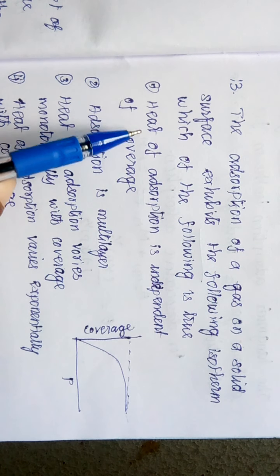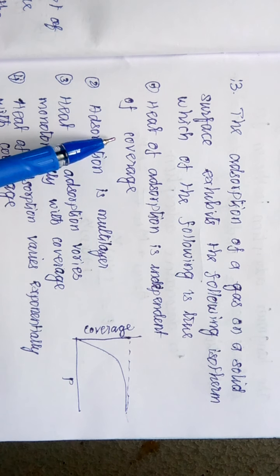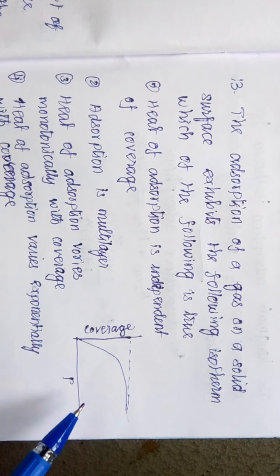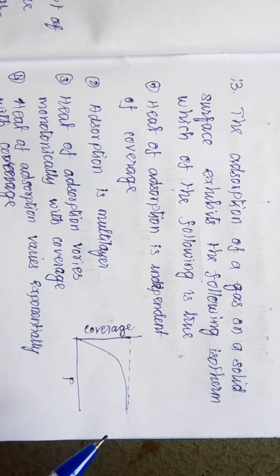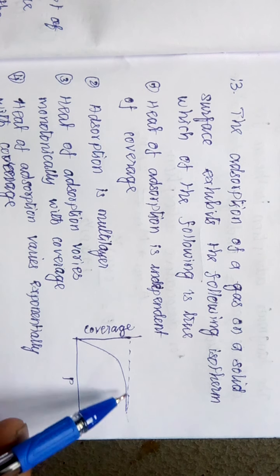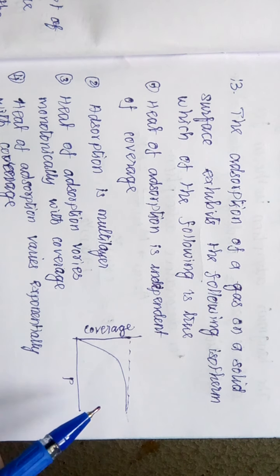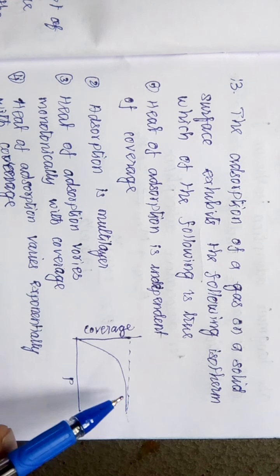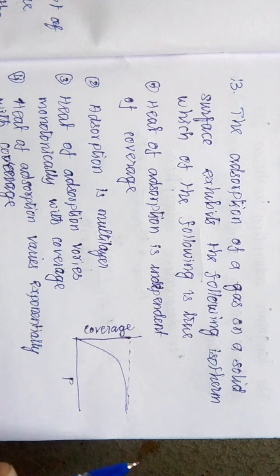The options here: the heat of adsorption is independent of the coverage. So the heat of adsorption is independent for a physical adsorption. The adsorption is multi-layer? It is not multi-layer, it is a single layer. Physical adsorption is only a single layer, so it will become multi-layer for chemical adsorption. It will be the single layer adsorption.